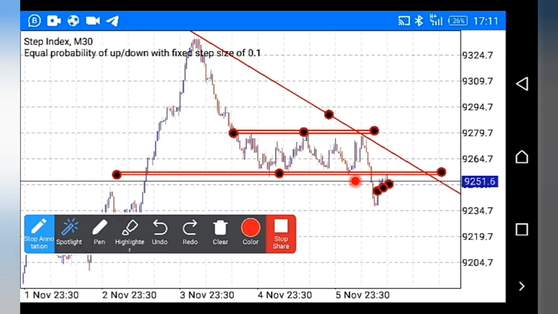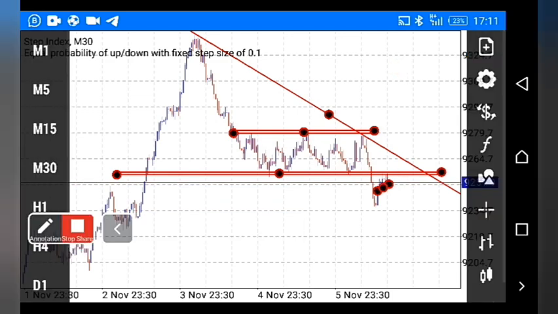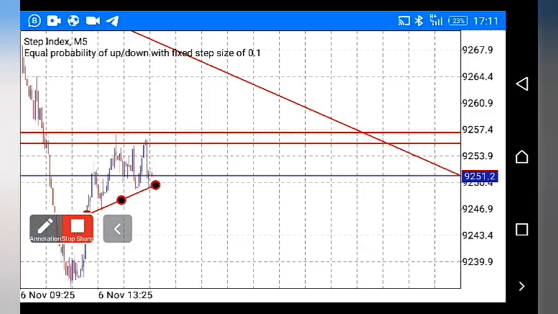this is our support here, which has been turned to resistance. Now when the support is broken, it becomes a resistance. So at this point, it is a resistance. So what I'm now seeking is an opportunity to sell. So what is the next thing I do? I go down to my lower time frame. Let's say M5. M5 is okay.